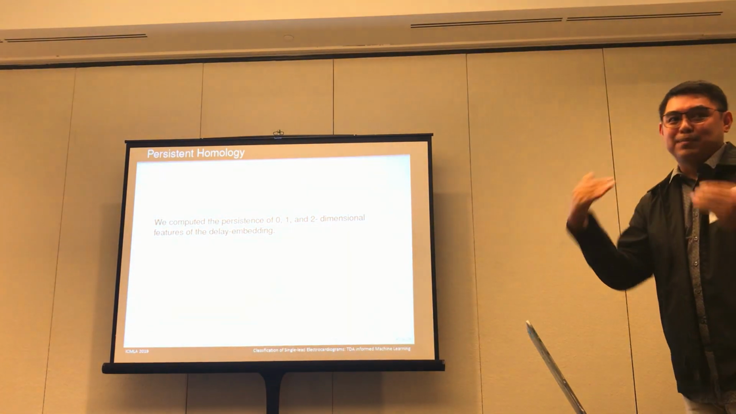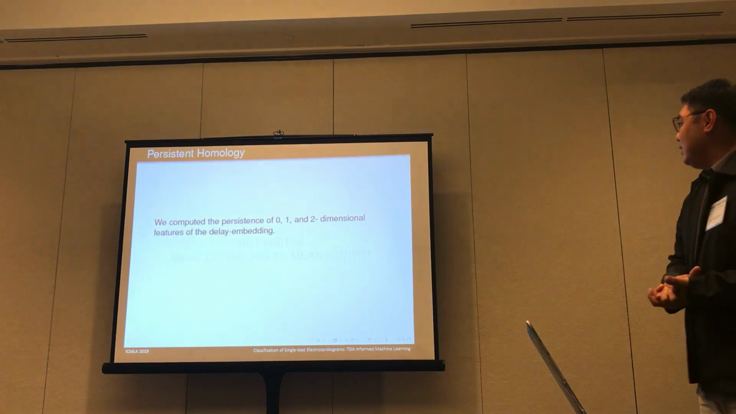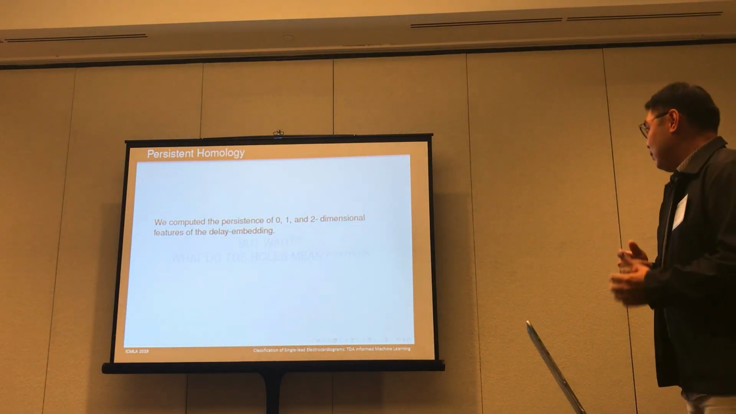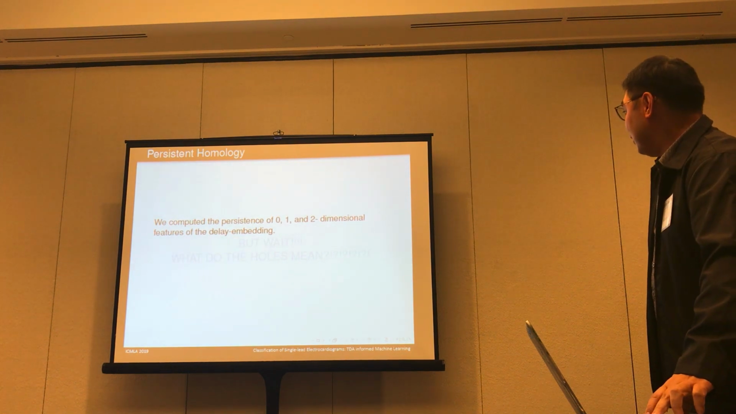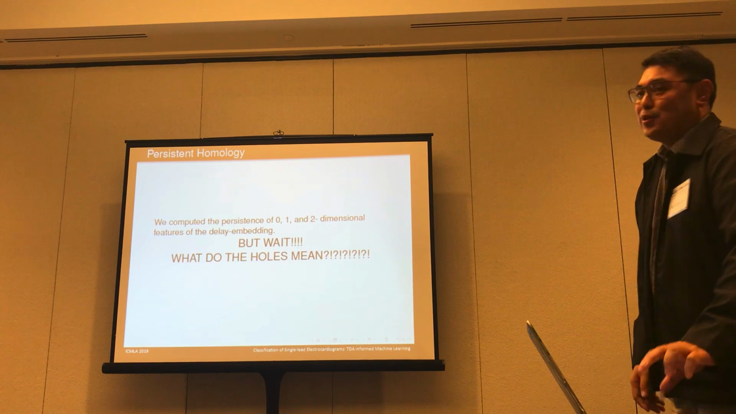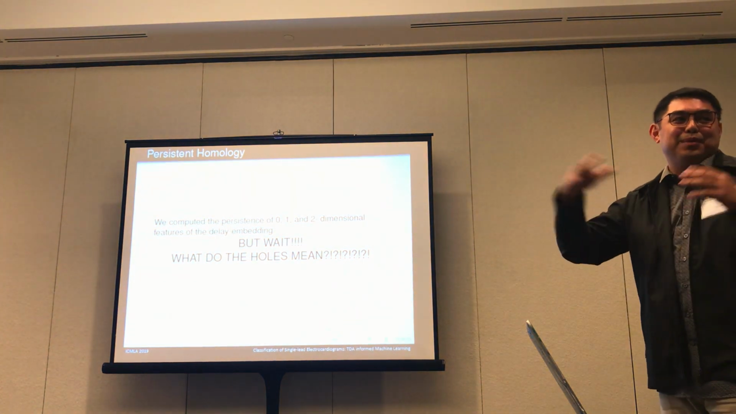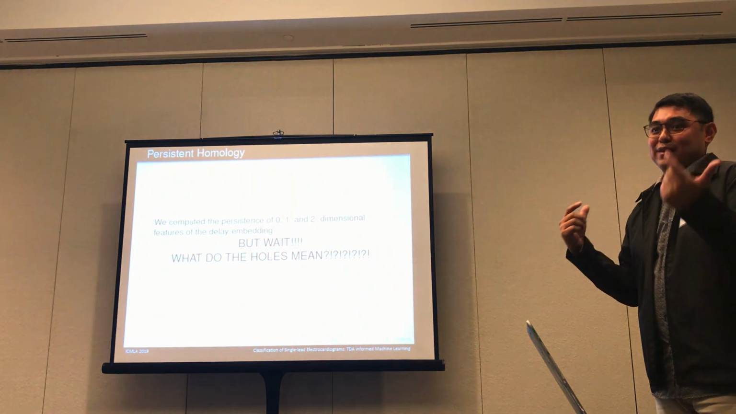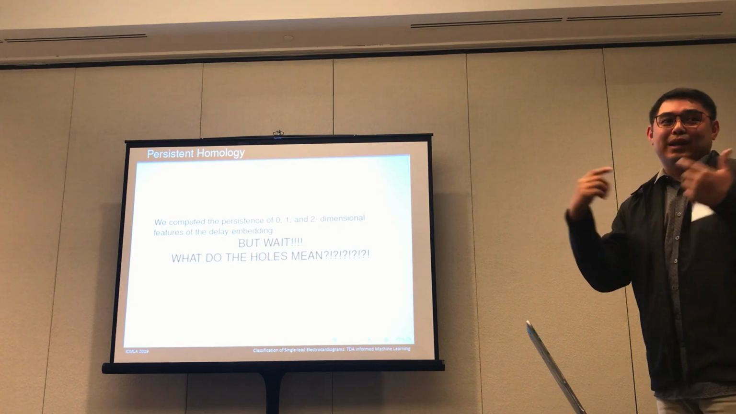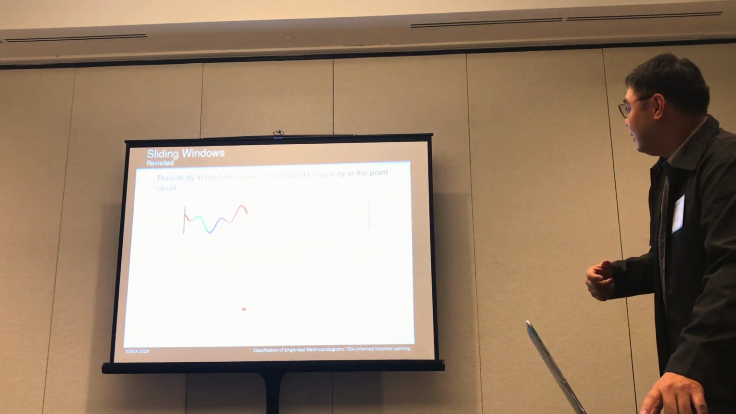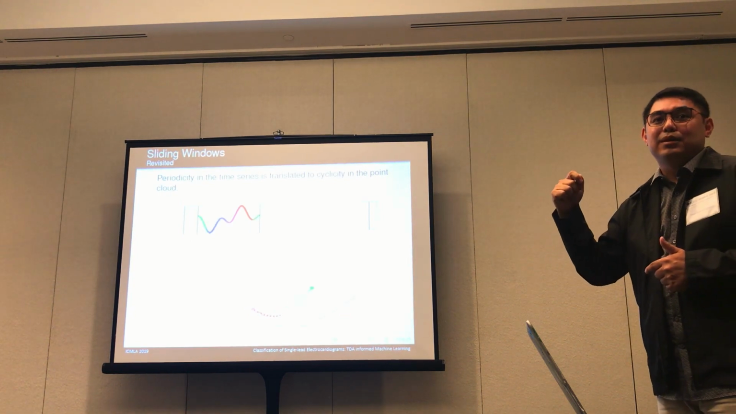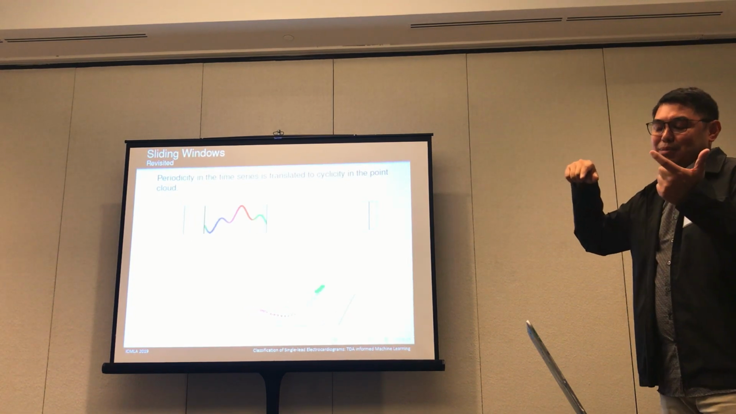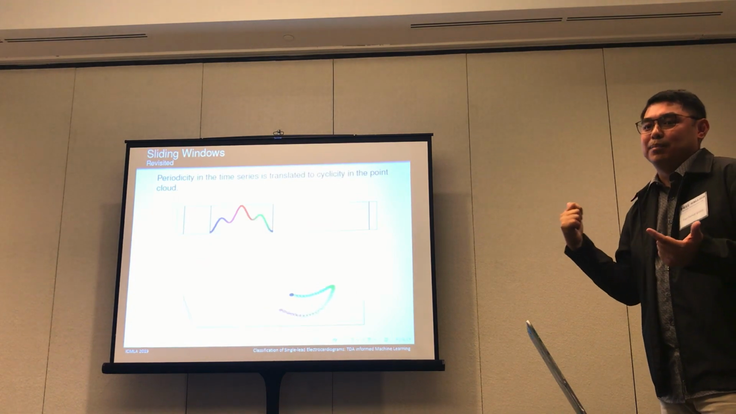So we have the point cloud. We did persistent homology, and the features that we took were the 0, 1, and 2 dimensional persistent homology features. But wait again, what do they mean? One critique about persistent homology is that sometimes the interpretation of the features is very synthetic, but in this case it has a direct meaning. In particular, dimension 1 represents the cyclicity of the time series. So periodicity of the time series gets translated into cyclicity of the point cloud.